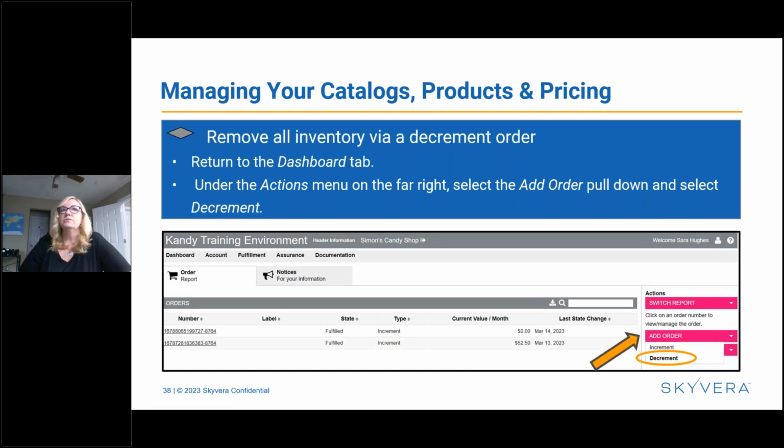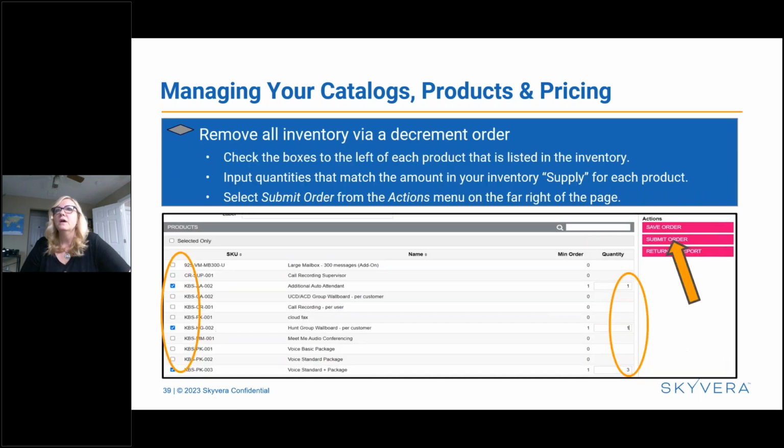All right, so what you do is you go to the dashboard, you go to order, you hit add order, even though you're decrementing, you hit add order and you select the decrement. Let's go to the next. And then it's a good idea up at the top of this decrement to put a note so that you can say what this is for.